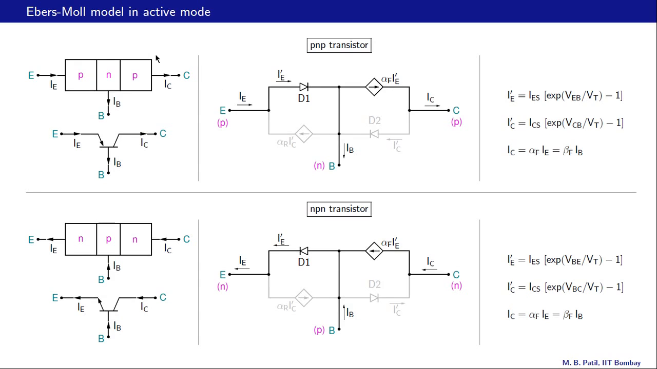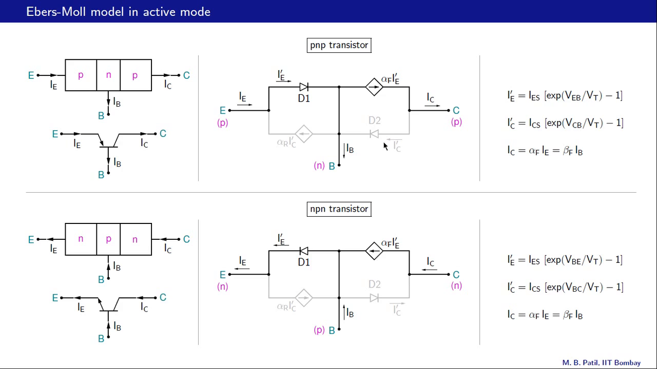Let us now look at the Ebers-Moll model in the active mode. We have commented on this earlier, but let's just put it down once again because it's so important. And we'll do that for both PNP and NPN transistors. In the PNP transistor, what is the meaning of active mode? That means D1 is forward biased and D2 is reverse biased.